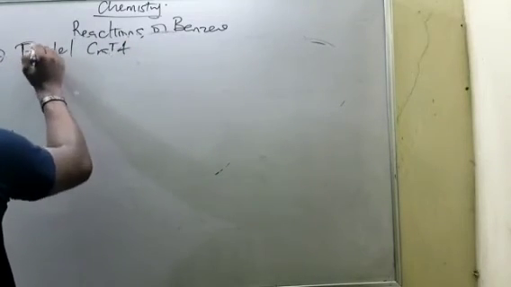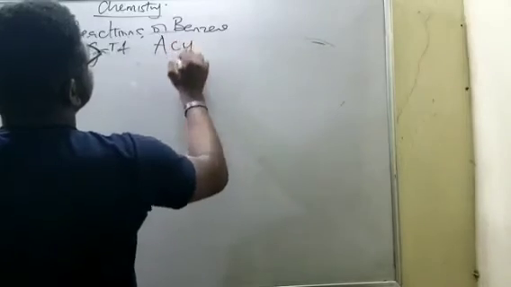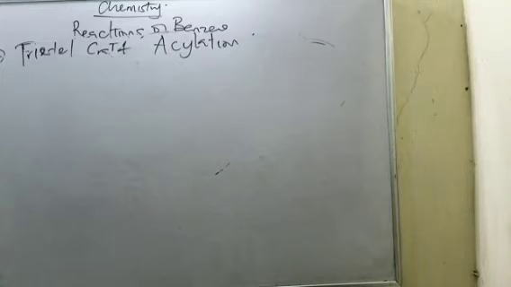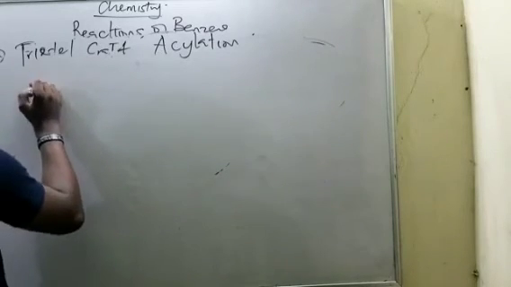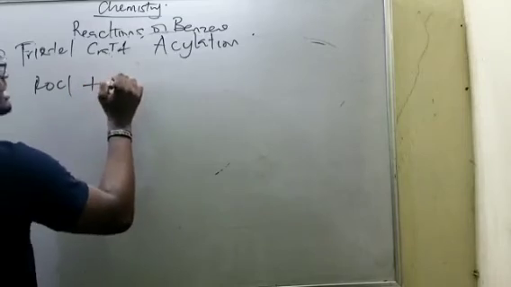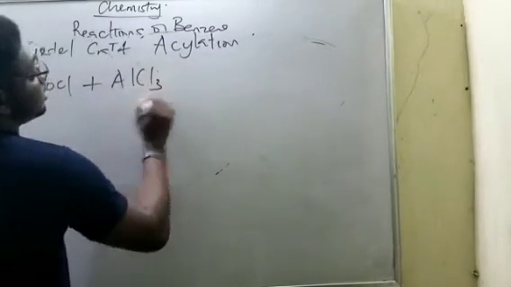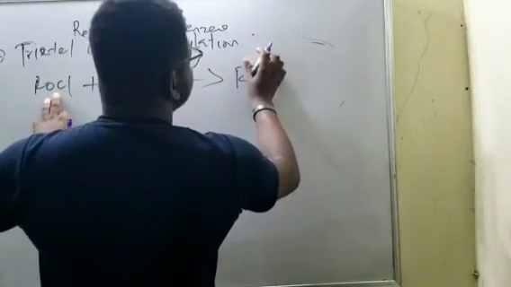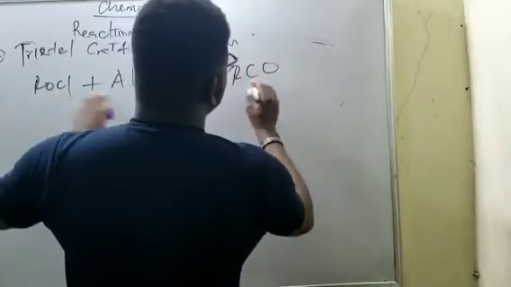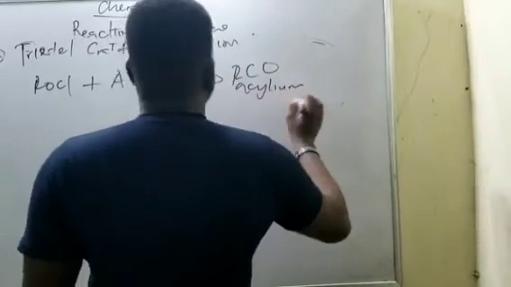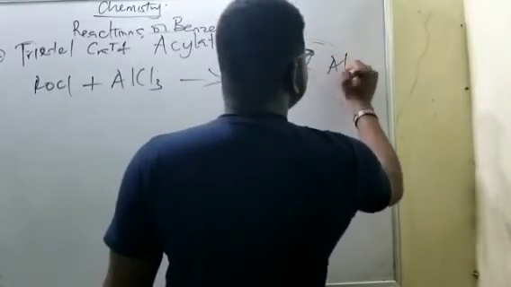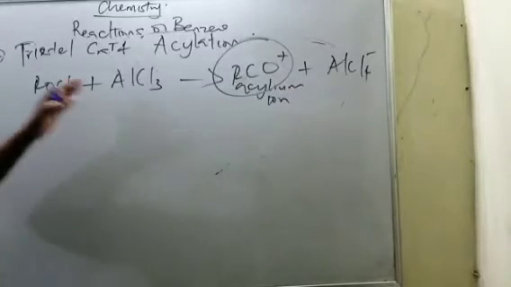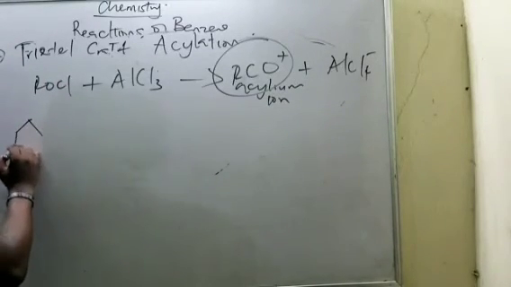So let's go to Friedel-Crafts acylation, which is the last one. This is how it is formed: RCOCl plus, in the presence of a Lewis acid, we have RCO, which is our acylium ion. Our acylium ion is formed with the complex also. So this acylium ion is what is attached to our benzene ring.